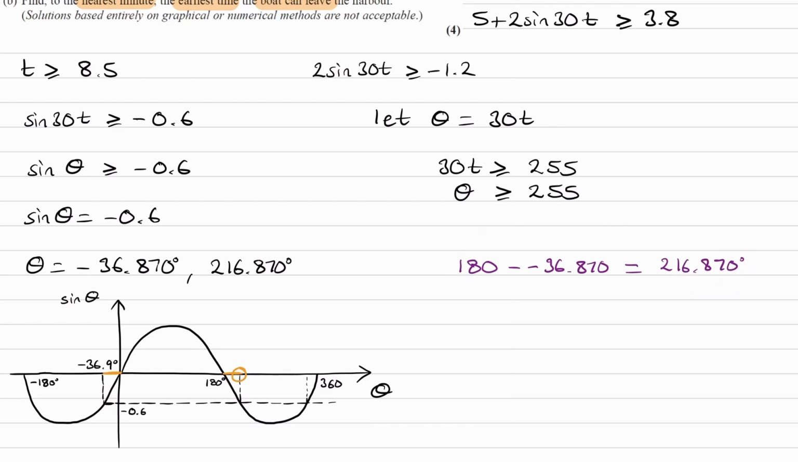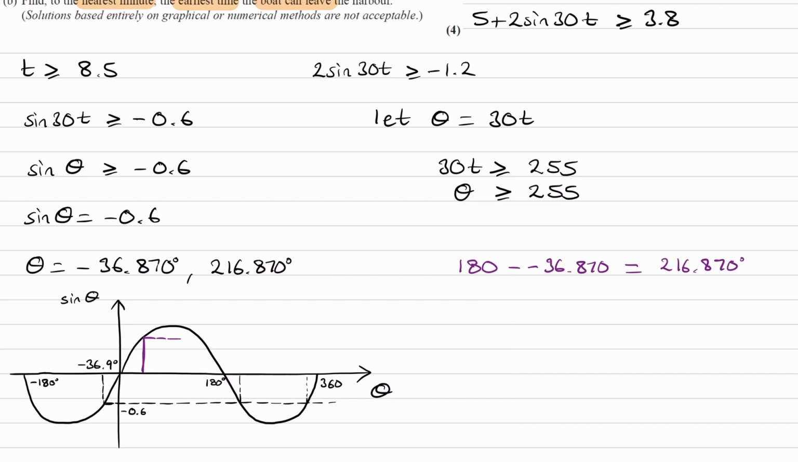Another example, let's say our principal angle happened to be 60 degrees. So 60 degrees would be over here somewhere. So then to find our next angle, we go across to here. If we did 180 minus 60, that would give us our next angle.